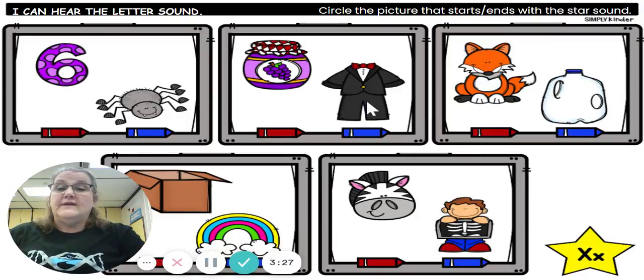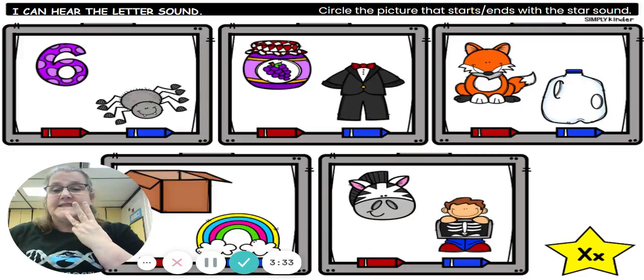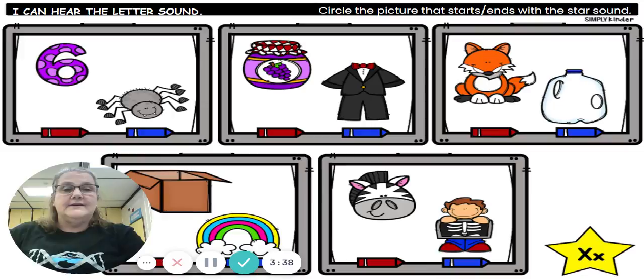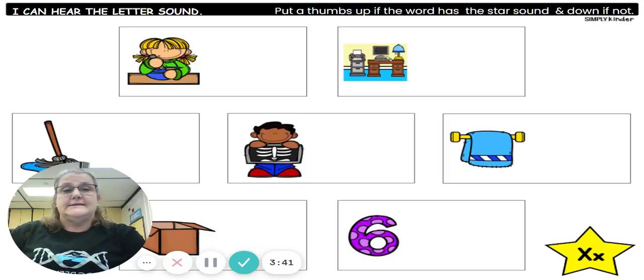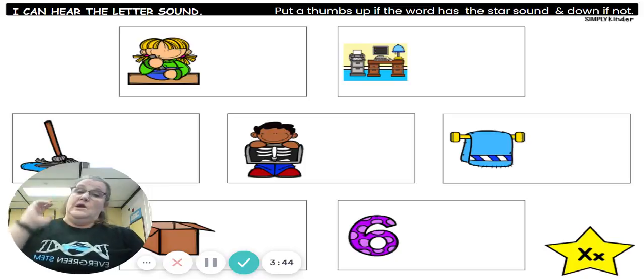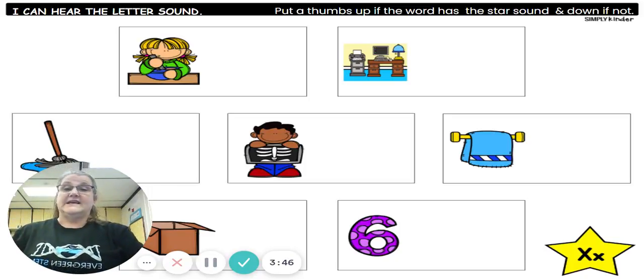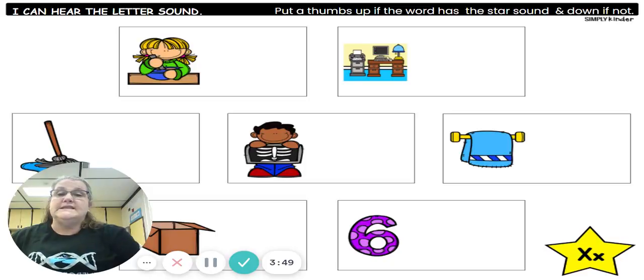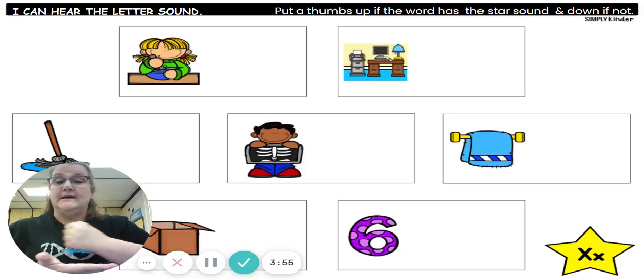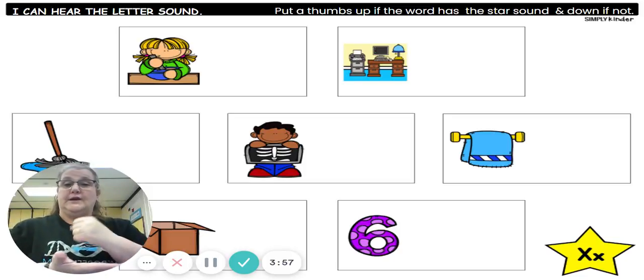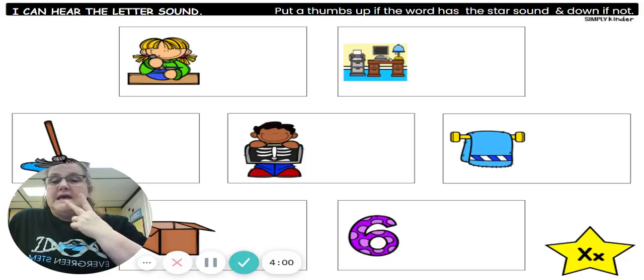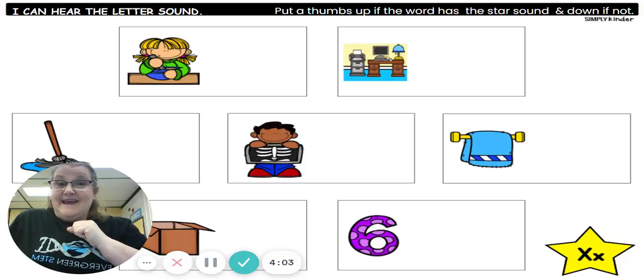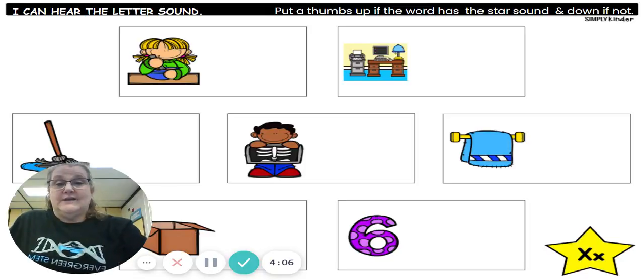And then this is a picture of a tux. Let's say the sounds we hear in tux. Tux. Ooh, there's that X sound. Tux. So we would spell that T-U-X. Here are some other words that have the X sound in them. So we're going to start with this girl. She is mixing up her ingredients. So mix, mix. Yes, that has the X sound at the end.